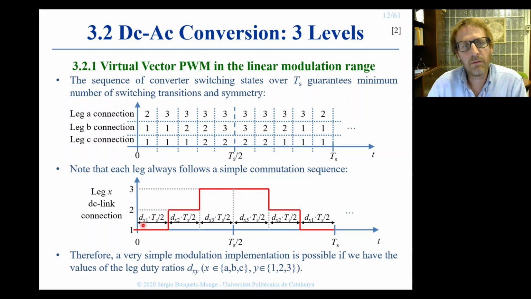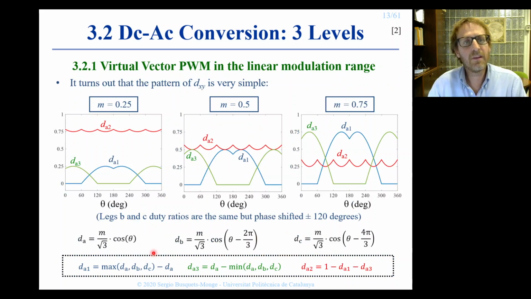But you may think, well, maybe the pattern of these leg duty cycles of connection to each DC link point is very complex, so this will not be a very efficient implementation of the modulation strategy. But it turns out that these duty cycles are very simple. Here we can see the patterns of these duty cycles for leg A under different modulation indexes. As you can see, the pattern is very simple.